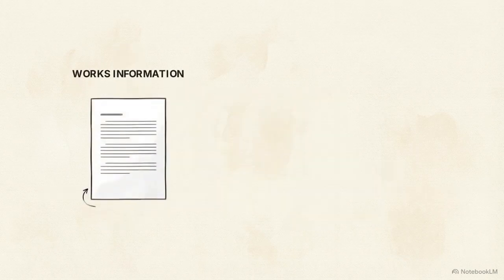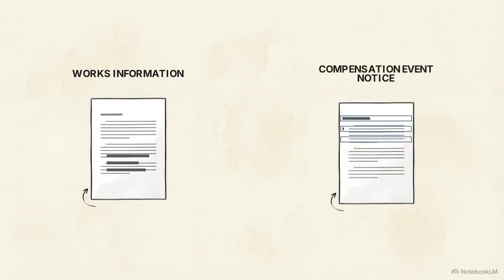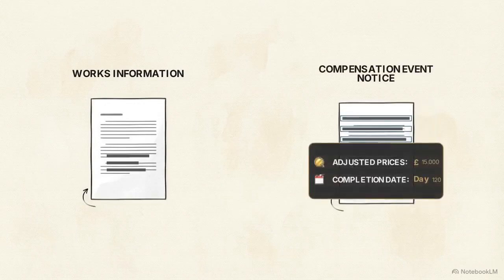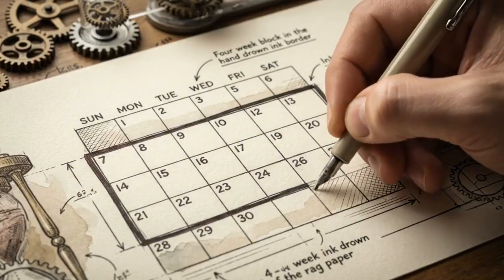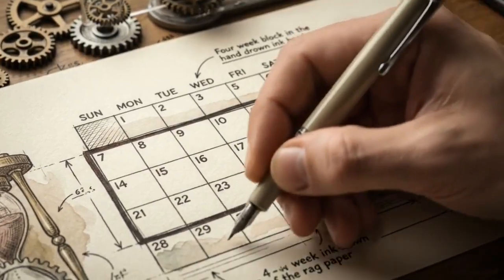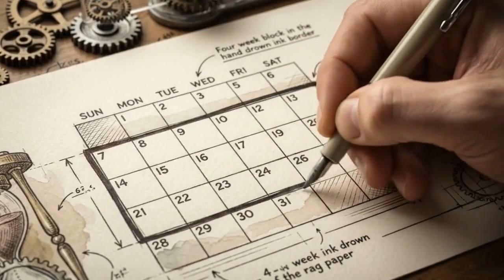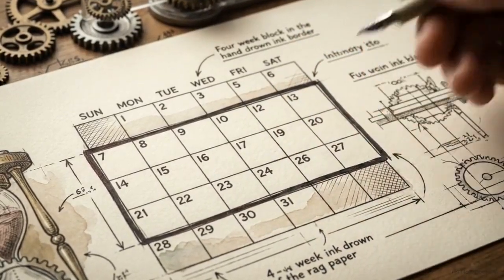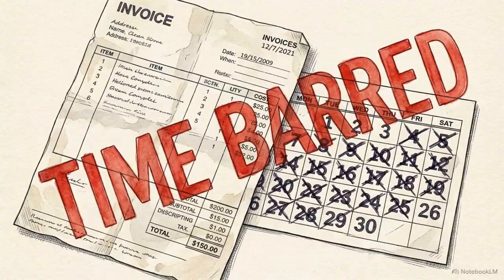Step 4 is managing compensation events. These are the contractual mechanisms used to adjust the prices and completion date when the works information changes. Notice this 4-week window on the calendar. ACSA Z Clause Z12.1 states that if you do not notify the project manager of a compensation event within 4 weeks of becoming aware of it, you forfeit your right to claim extra time or money.